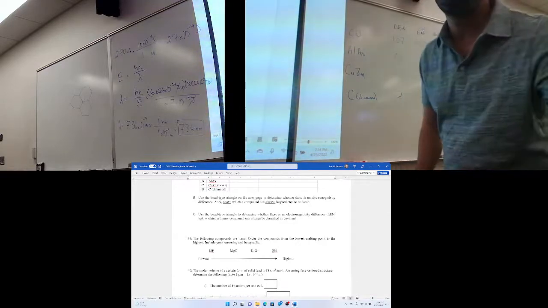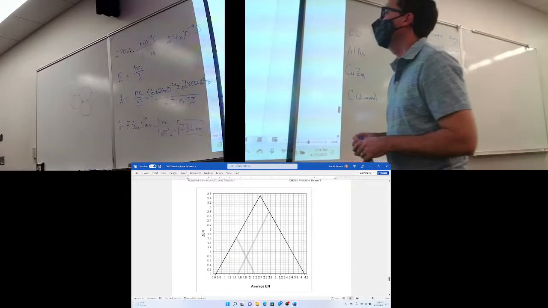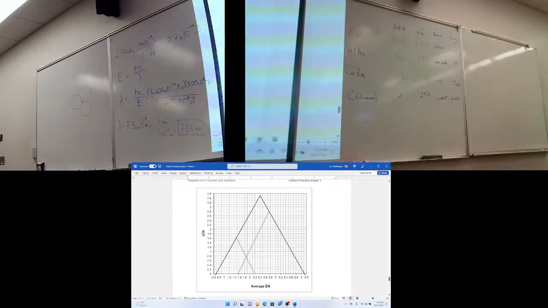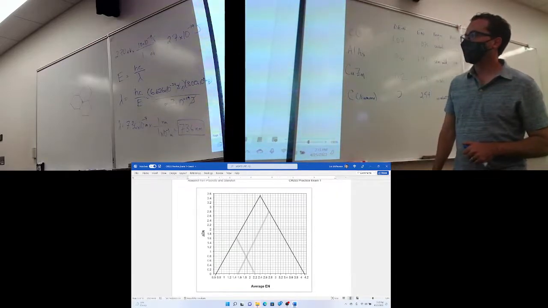Use the bond type triangle to determine whether there is an electronegativity difference below which a compound can always be covalent. I think for this one, the answer is no, because I can have any one of these values as low as I need, and as long as the average electronegativity is in this region, I've got something that's not ionic, or something that doesn't fit.